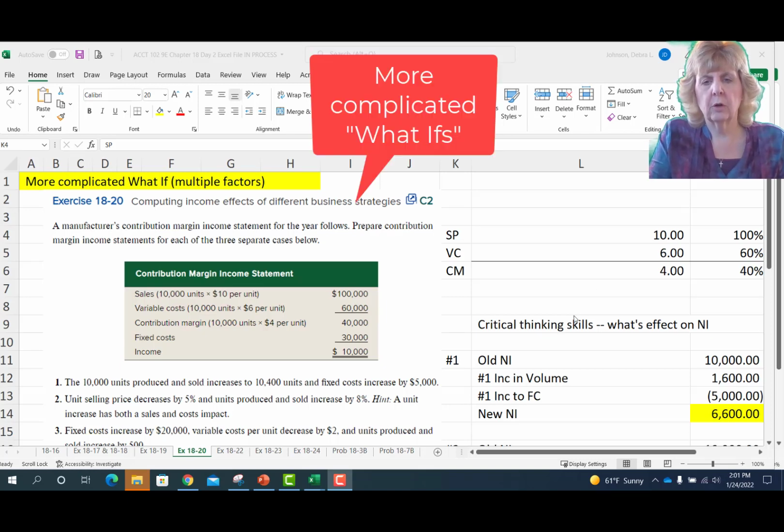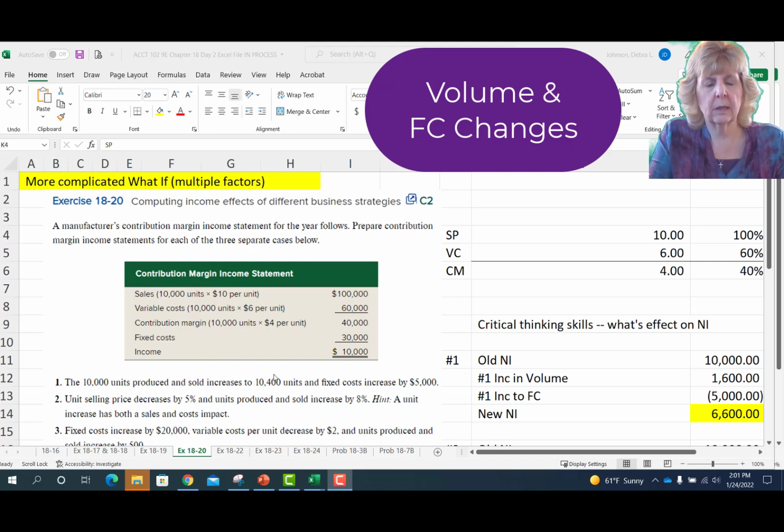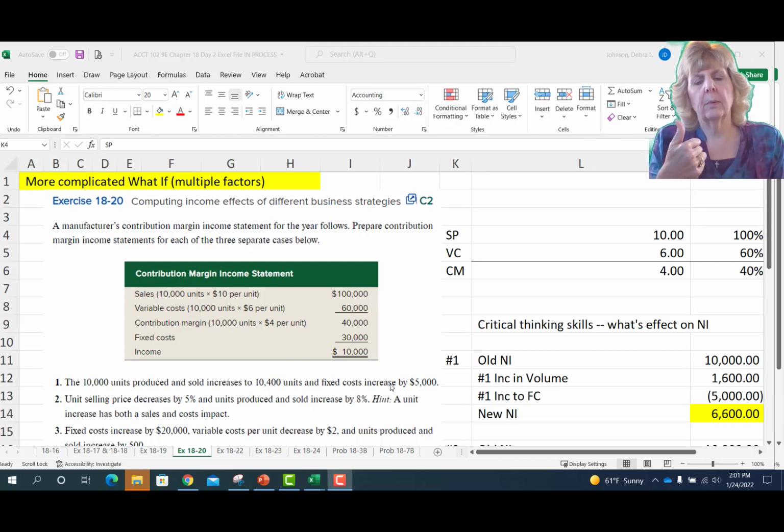My approach is shown off to the right-hand side. On the first one, units produced and sold increased by 400 additional units. So I took a look at what the volume change would do to the net income, in addition to what the fixed cost increase would do. The volume increase pulled net income up. The fixed cost increase pulled net income down. My approach on number 1 came up with a new net income of $6,600.